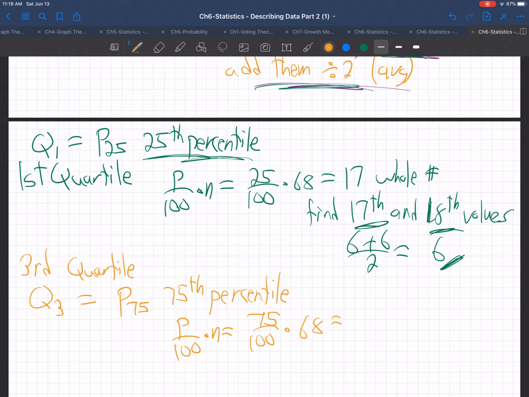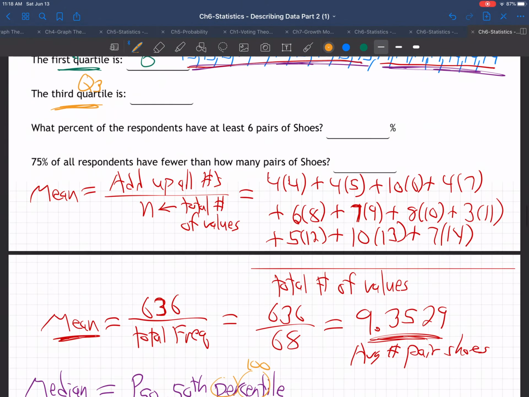Use your calculator. I'm getting 51. That's a whole number. And so again, what do you do for a whole number? You take 2 data values. You find that spot, the 51st, and the next spot, the 52nd values. Add them and divide by 2.